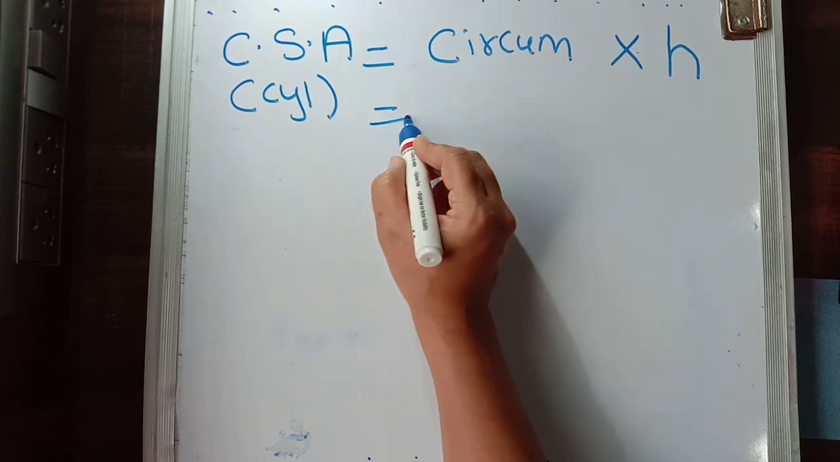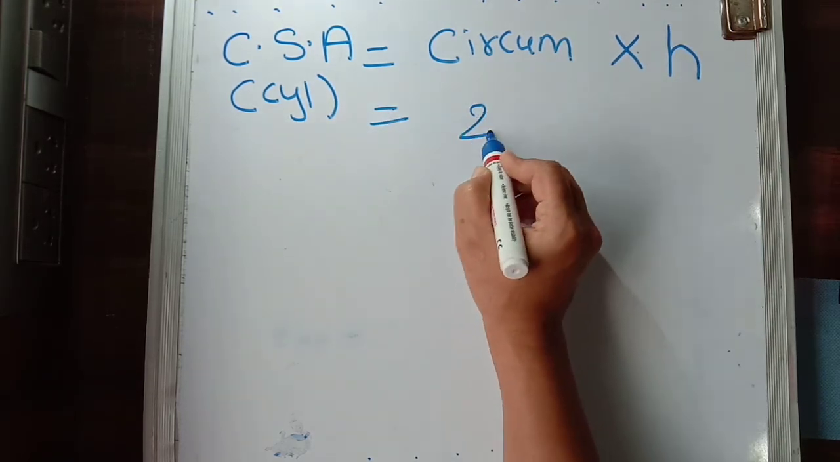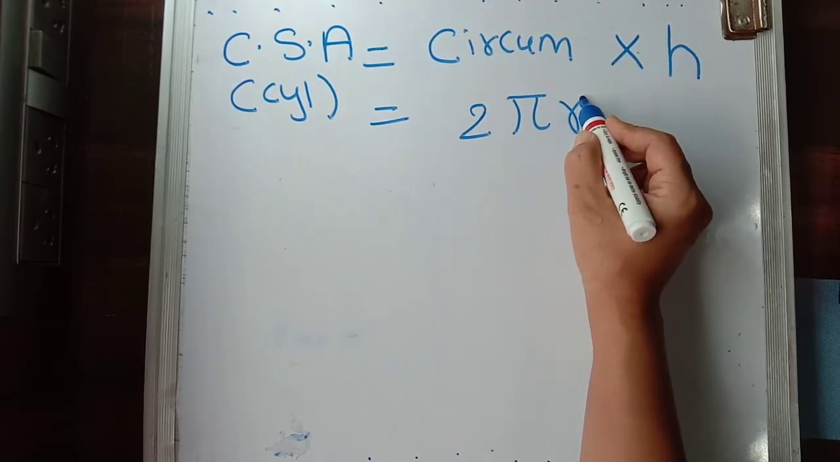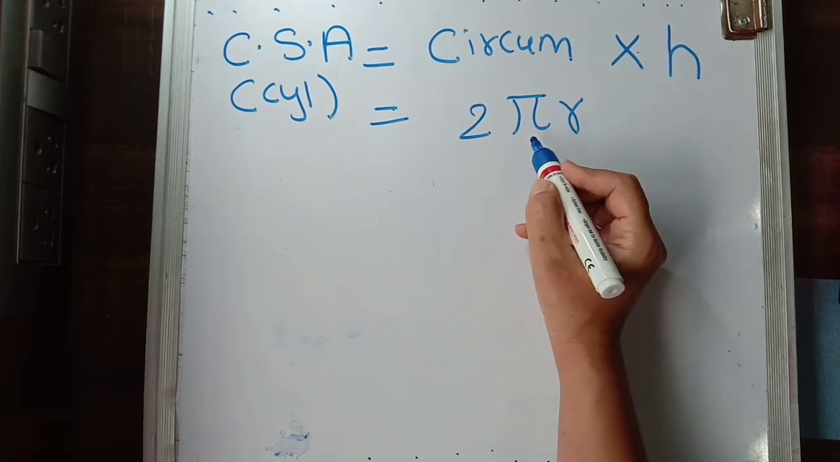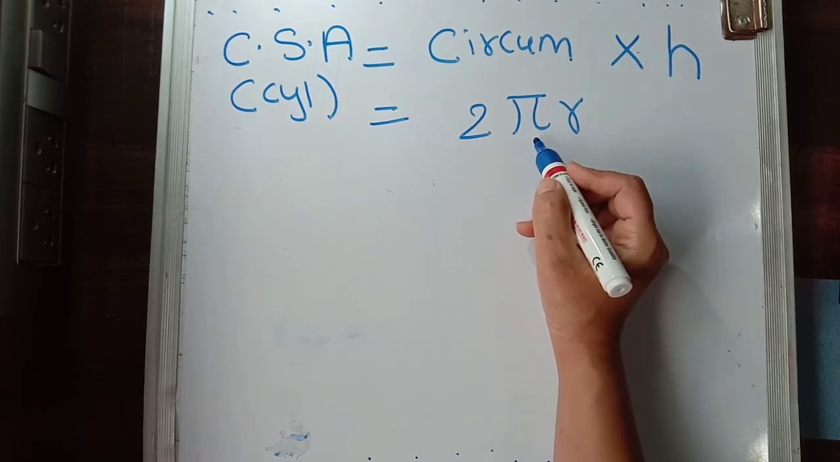Now what is the formula for the circumference of a circle? It is 2 pi r, where r is the radius and pi is a constant whose value is 22/7 or 3.14.